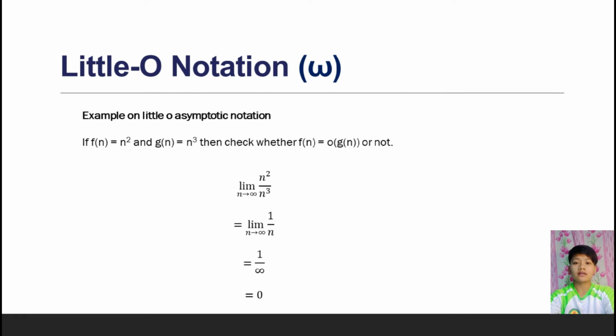Example on little o asymptotic notation. If f of n is equal to n squared and g of n is equal to n cubed, then check whether f of n is equal to little o of g of n or not. The result is 0 and it satisfies the equation, so we can say that f of n is equal to little o of g of n.